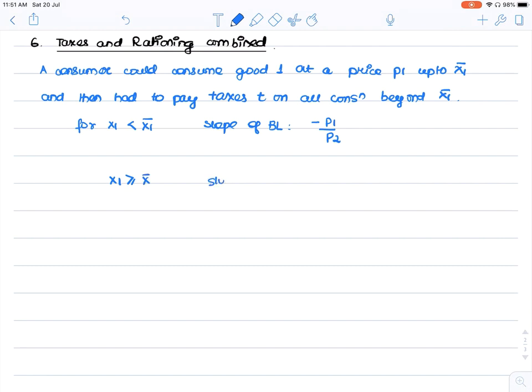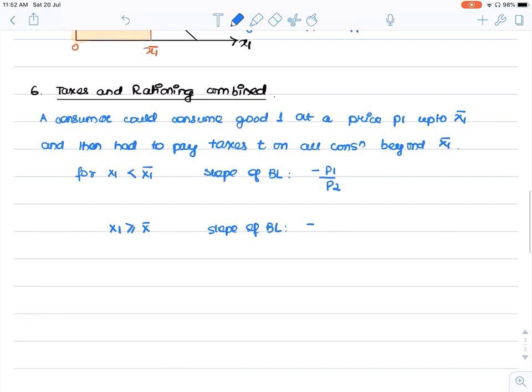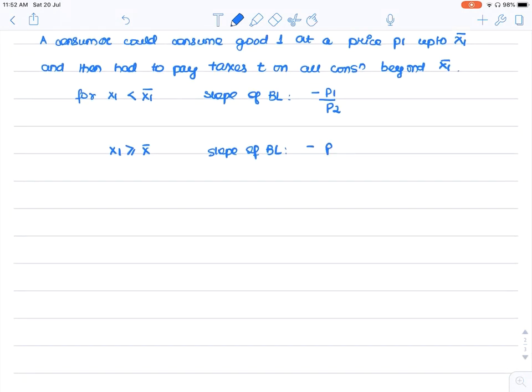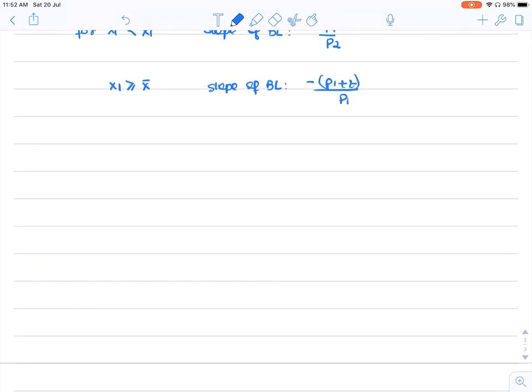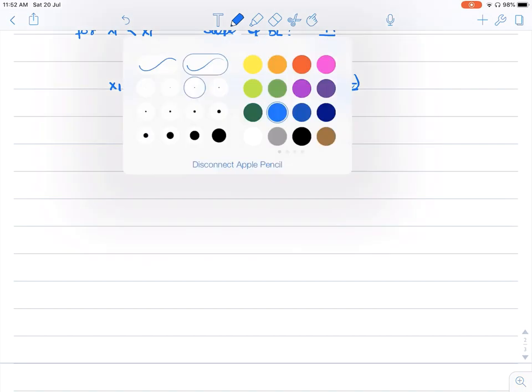I've written the minus sign, you may not write it, because it is natural for us to assume that budget lines are downward sloping. And x1 greater than or equal to x1 bar, the moment you hit x1 bar, you will have to start paying a higher price. So it is P1 plus T upon P2. You guys can also draw this if you want, and then you will understand it clearly.